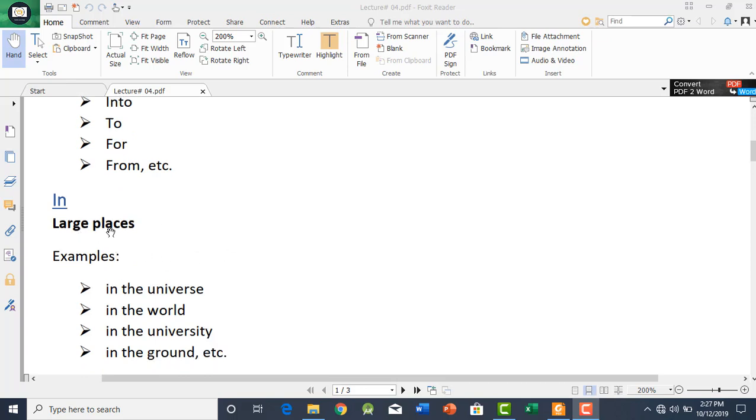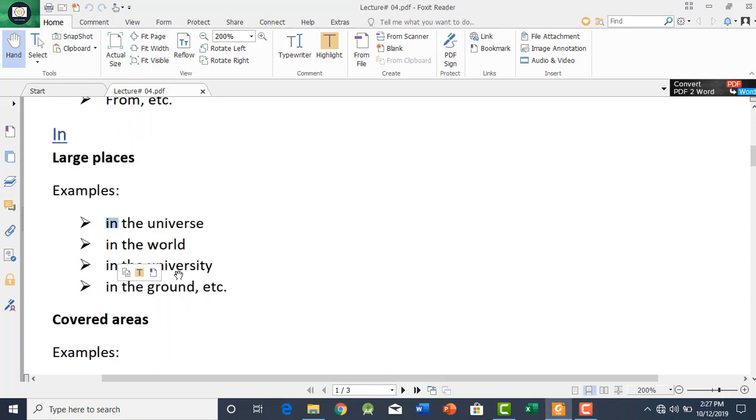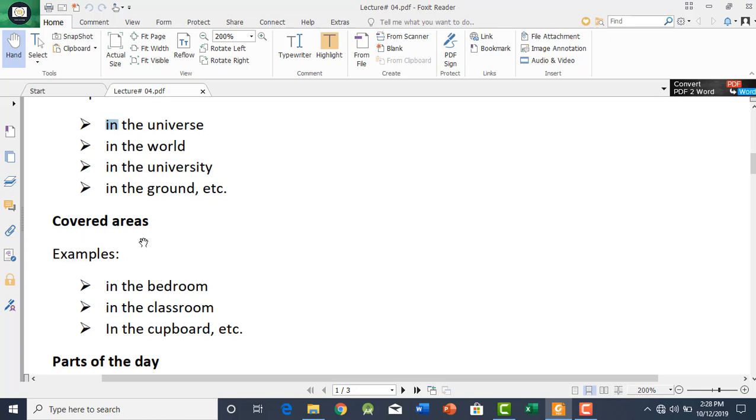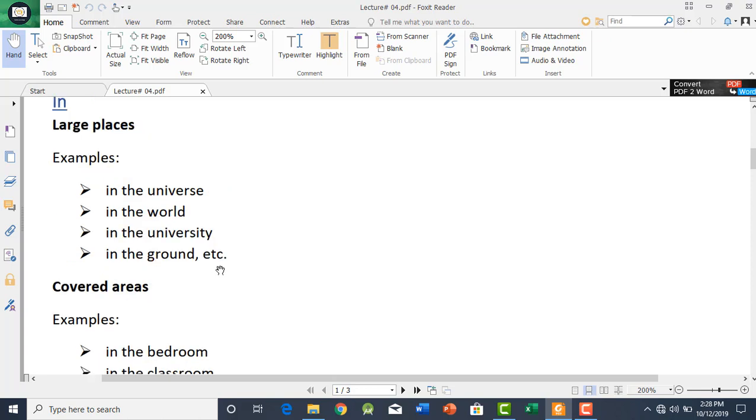The first situation in which we can use the preposition in is large places. When we talk about the universe, when we talk about the world, these are some large places. So before that we have to use the preposition in. Another situation is when we are talking about covered areas. Covered areas include bedroom, classroom, cupboard, and some other examples. So for large places, for covered areas.